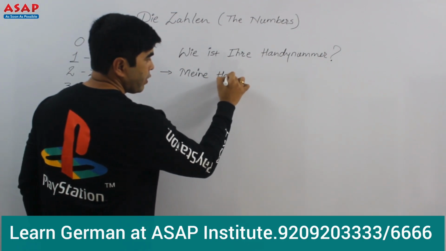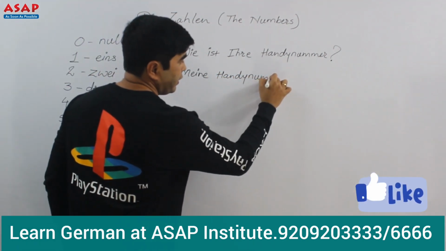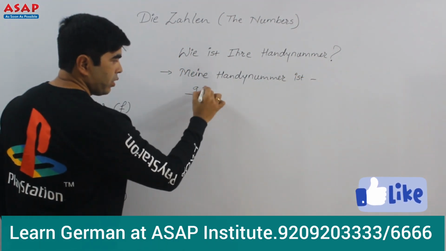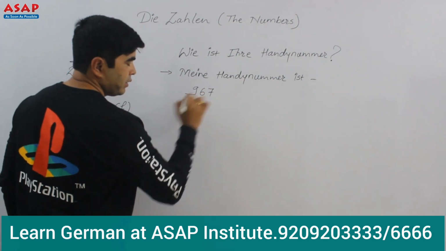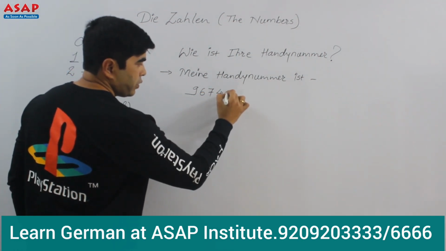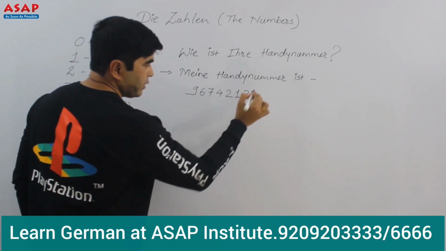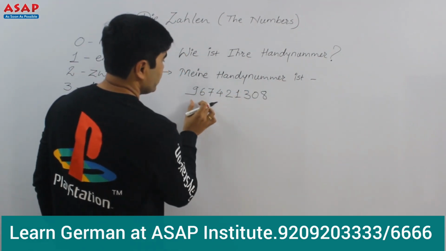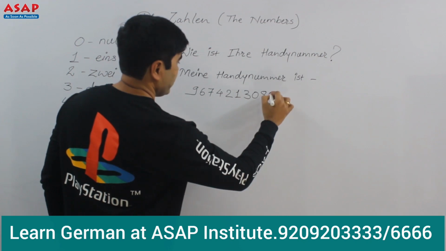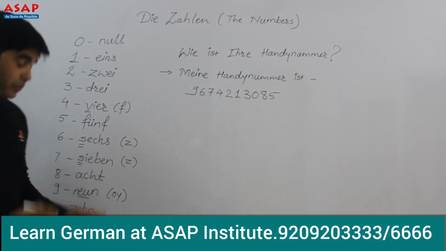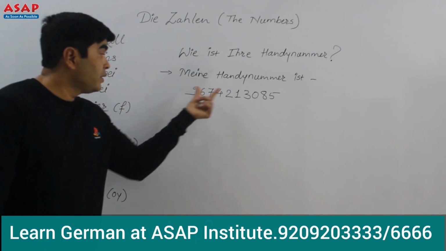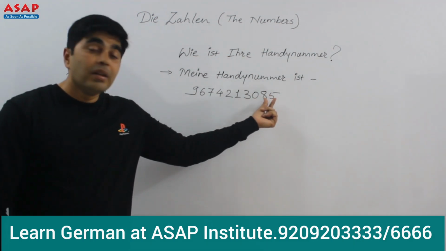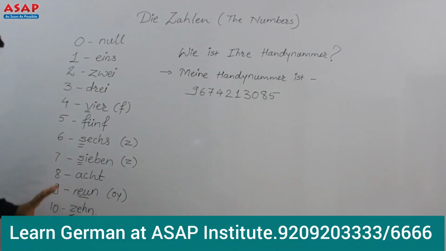Meine Handynummer ist, then let's say 9, 6, 7, 4, 2, 1, 3, 0, 8. So, how do you tell your mobile number then? Meine Handynummer ist 967421308. So this is how you use your numbers.